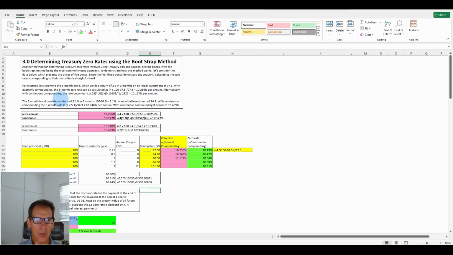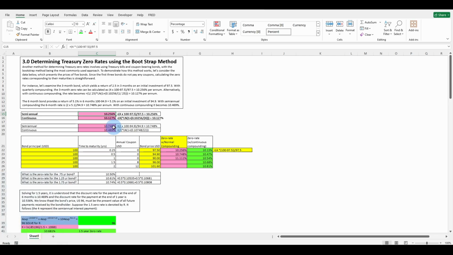The 6-month bond provides a return of 5.1 in 6 months. You go 100 minus 94.9 equals 5.1 on an initial investment of 94.9. Here's your price right here, 94.9. With semi-annual compounding, the 6-month rate is 2 times 5.1 divided by 94.9, which is 10.748. With continuous compounding, it becomes 10.469. That looks simple. Why don't we just look at what's going on here?